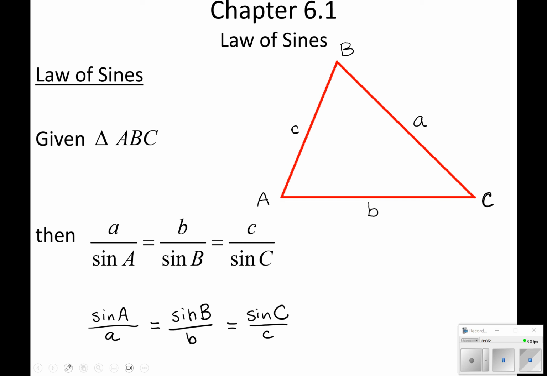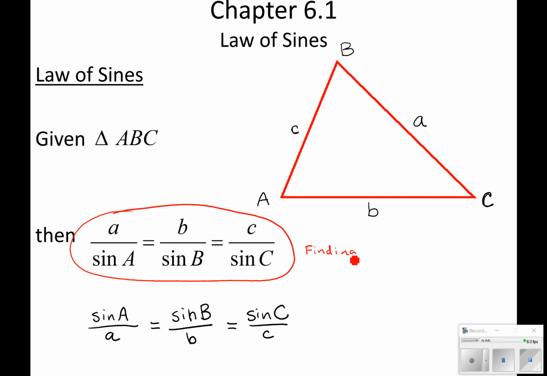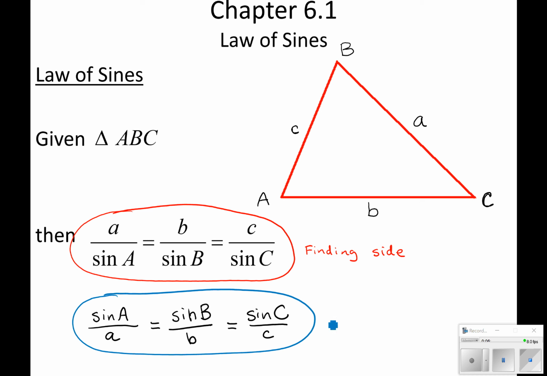I want to make sure we understand that if we're using A over sine of A, B over sine of B, and C over sine of C, this is if you're finding a side. You can write this down if you want. If you're looking for a missing side, or the length of it, you would use this law of sines ratio. If you're looking for an angle, then you would utilize this setup. And this would be if you're finding angles.